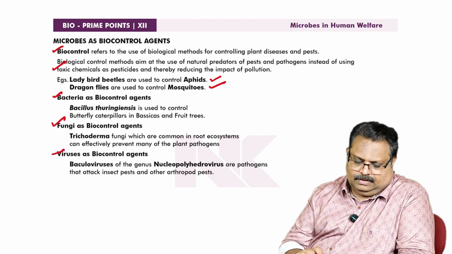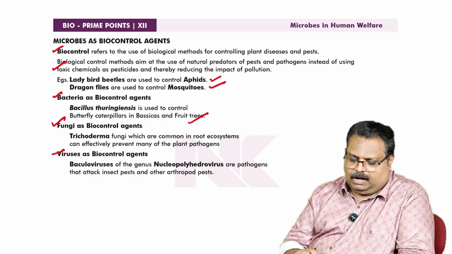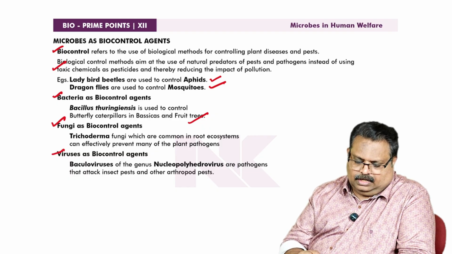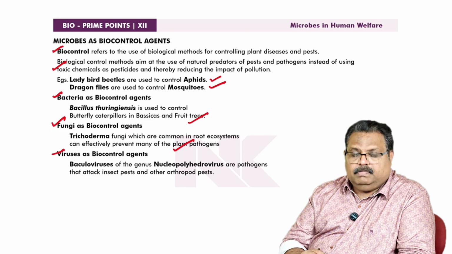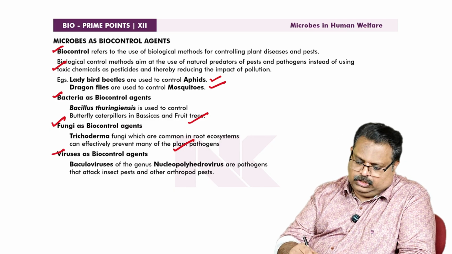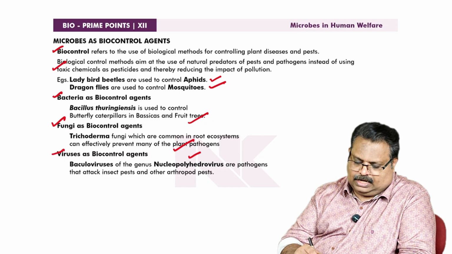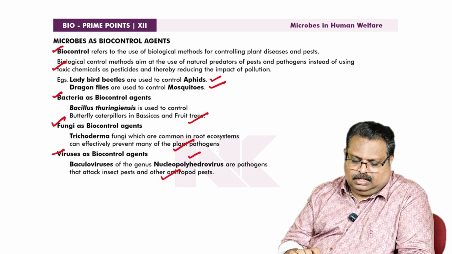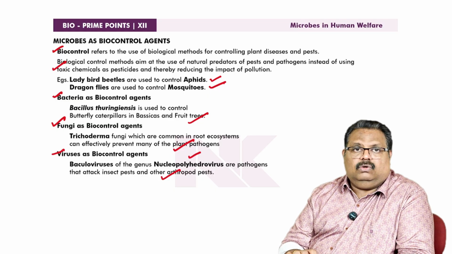First of all, bacteria. Bacillus thuringiensis is used to control butterfly caterpillars in brassica and fruit trees. Then Trichoderma fungi, which are common in root ecosystems, can effectively prevent many of the plant pathogens. Then comes baculovirus of the genus Nucleopolyhedrovirus, which are pathogens that attack insect pests and other arthropod pests. So three types of biocontrol microbials: Bacillus thuringiensis bacteria, Trichoderma fungus and baculoviruses.